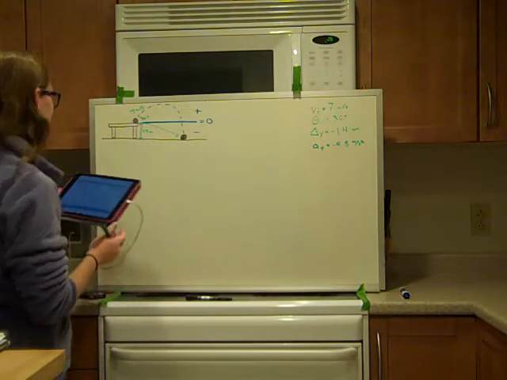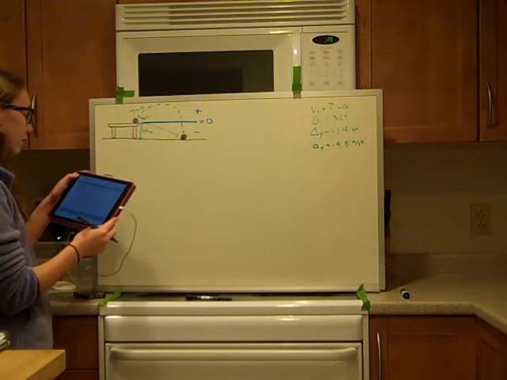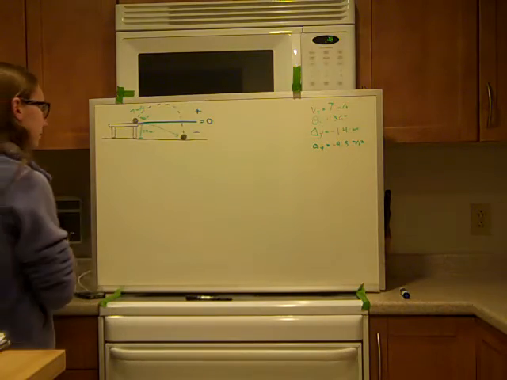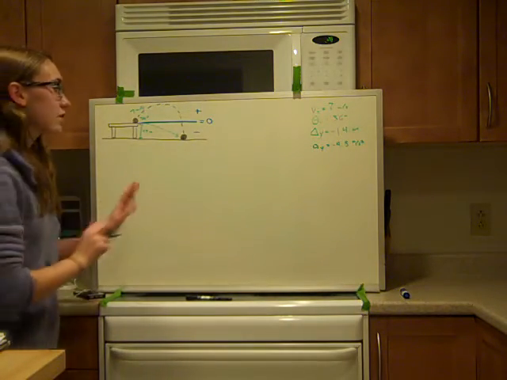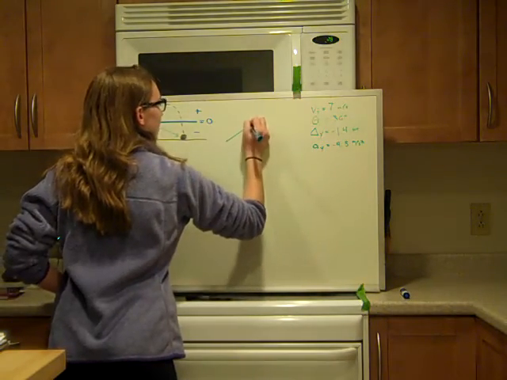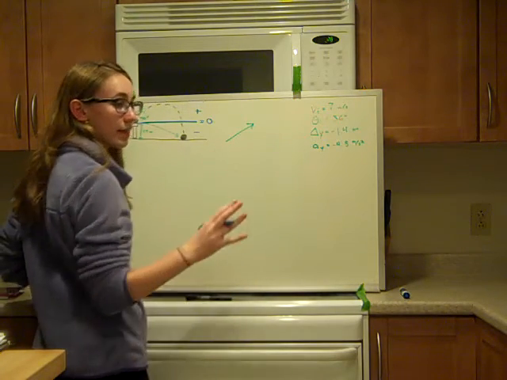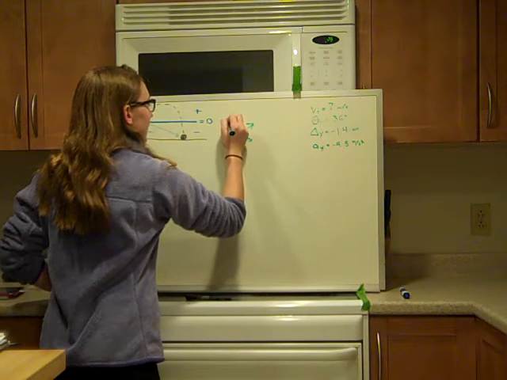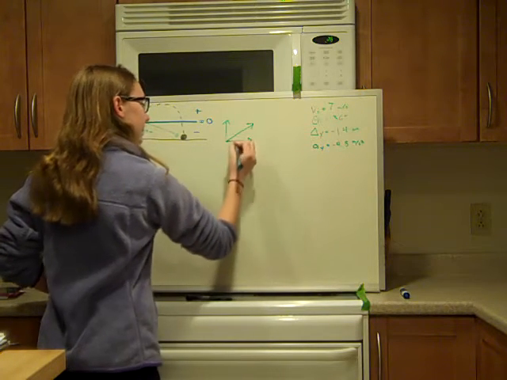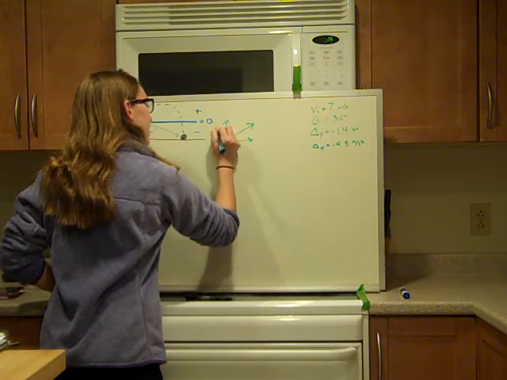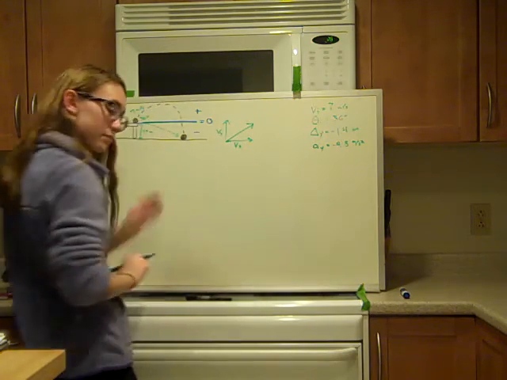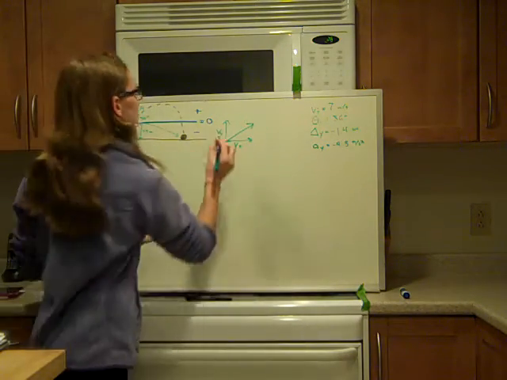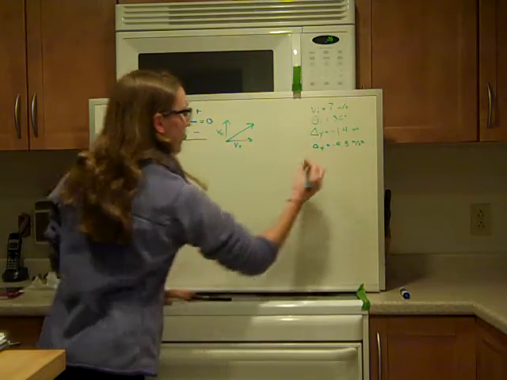So second question, what is the vertical component of the initial velocity? Alright, so the initial velocity is going like this. In that, there's horizontal velocity, which is going like this, and there's vertical velocity, which is going like this. This is Vx, and this is Vy. And since this is the start, we're going to call this Vyi.